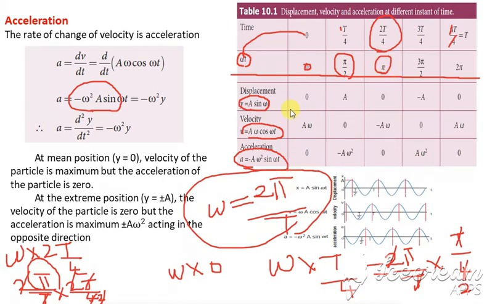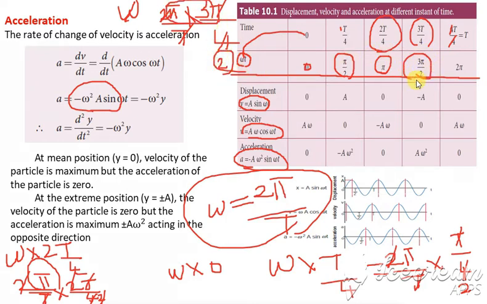Then next value is what? 3t divided by 4. Okay, so omega. Omega is what? 2 pi divided by t. So 2 pi divided by t into 3t divided by 4. Okay, so one value of t gets cancelled. Then this is 2. So it is 3 pi divided by 2.